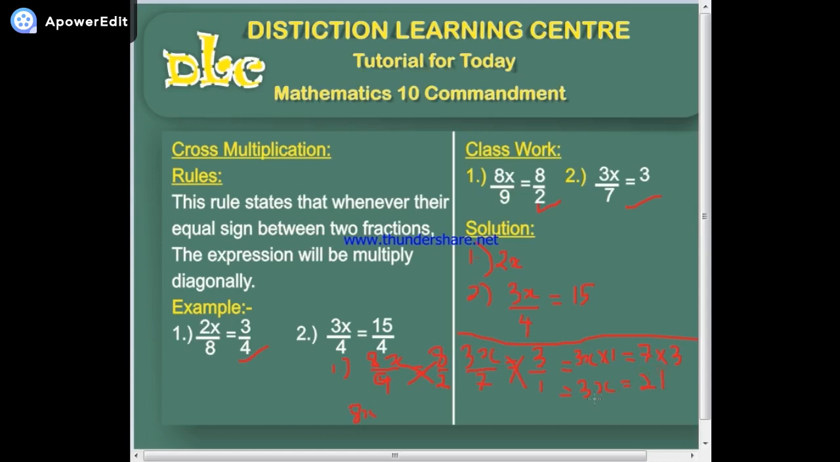So that means we are going to divide both sides by 3. 3 will cancel 3, and 3 in 21, that is 7. So that means our x will equal 7. That is good. So that is our final solution.